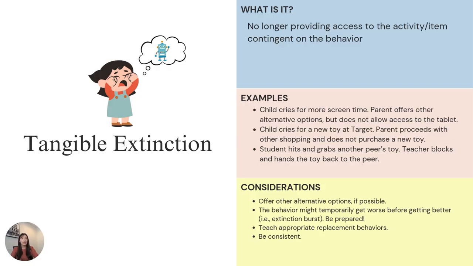Teacher blocks and hands the toy back to the peer. We don't want to give in. Some considerations here: offer other alternative options if possible. One thing about this, though, is that we don't want to negotiate. So we don't want to negotiate after the behavior is fully escalated. We want to do this during the early stages.